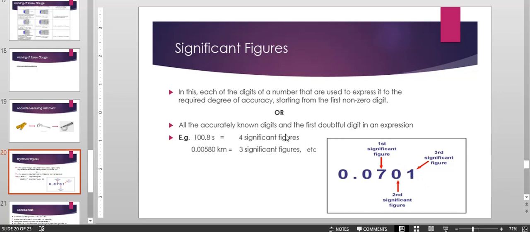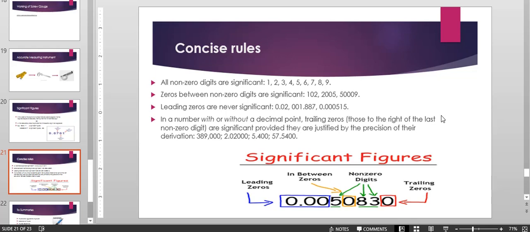Or all the accurately known digits and the first doubtful digit in an expression. For example, in 100.8 second, we have 4 significant digits. And in 0.00580 kilometer, we have 3 significant digits. Likewise, let's discuss how we find out that in this number there are 4 significant figures and this small number consists of only 3 significant numbers. Let's discuss some of the rules related to the significant figures.